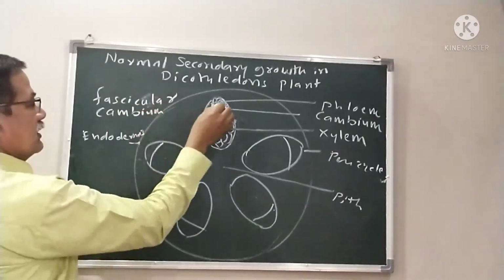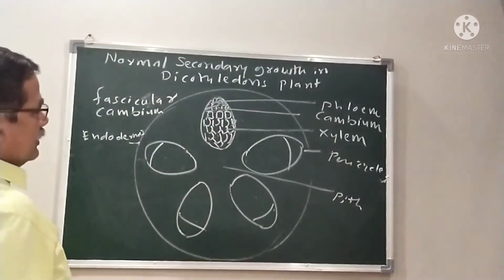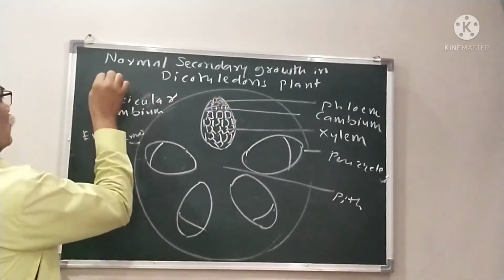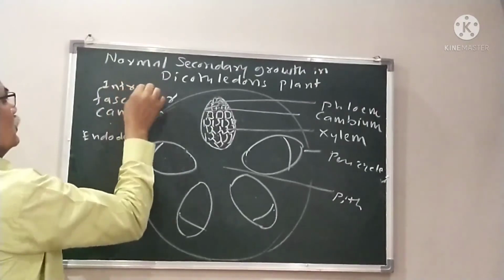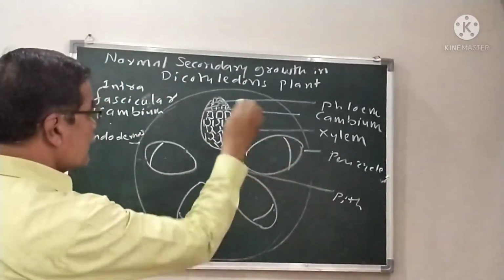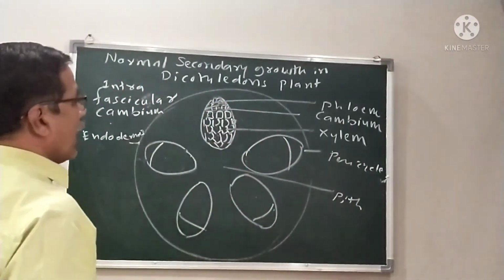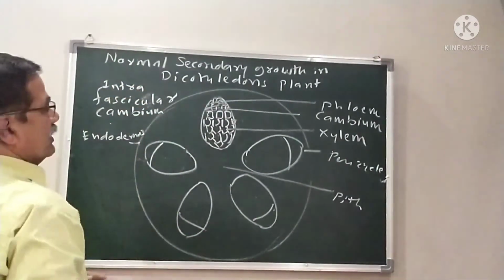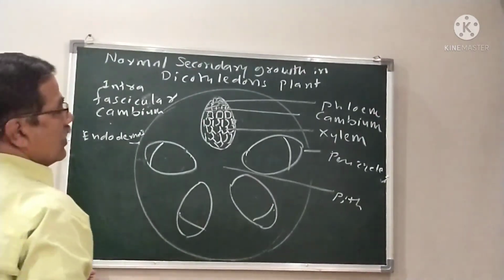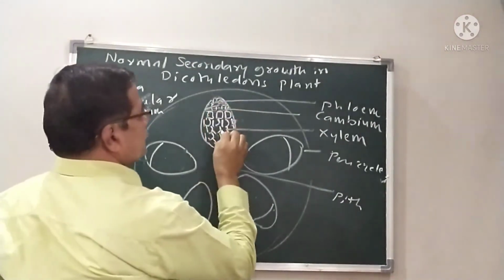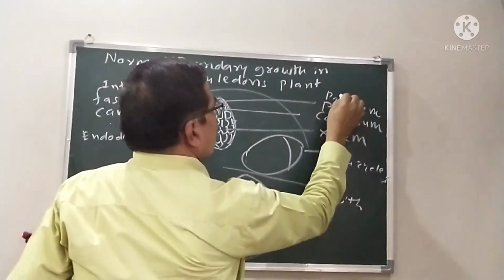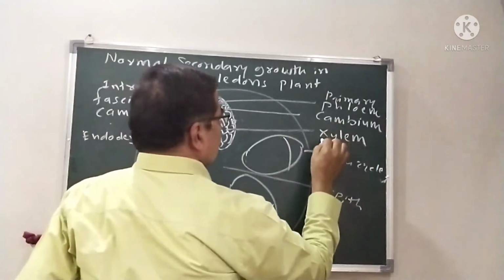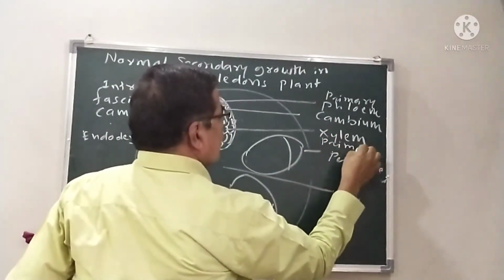The cambium present in the vascular bundle is known as the fascicular cambium. This fascicular cambium is also known as the intravascular cambium, meaning the cambium in the vascular bundle, that is, intra. The phloem which is present is known as the primary phloem, and the xylem which is present is known as the primary xylem.